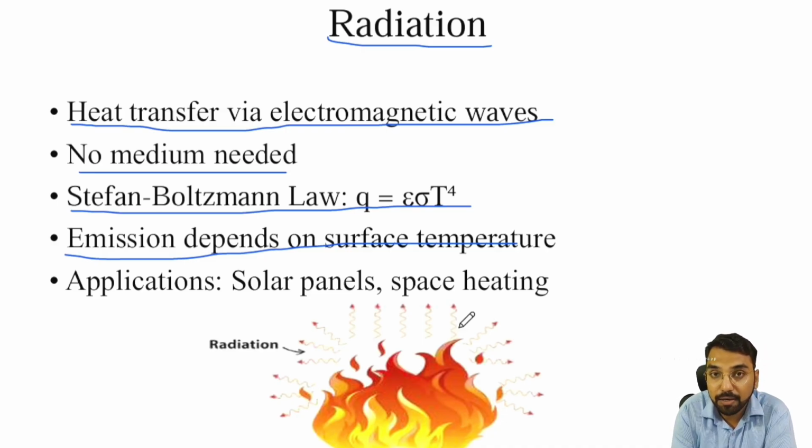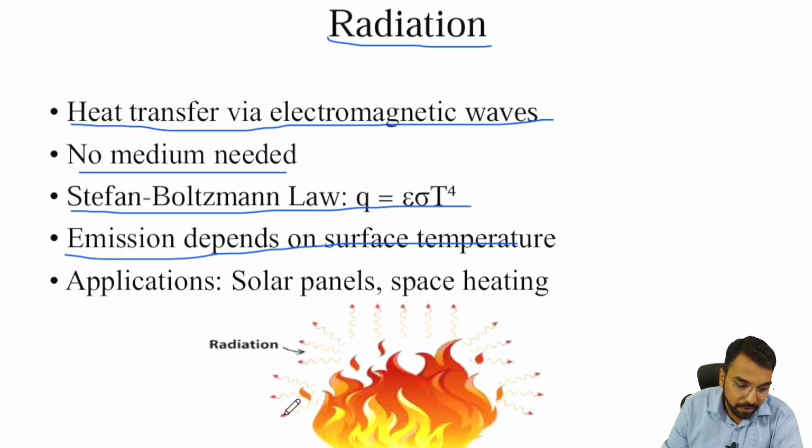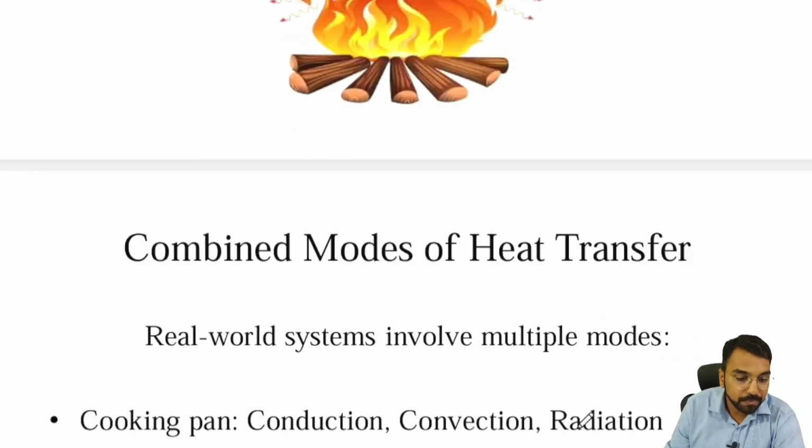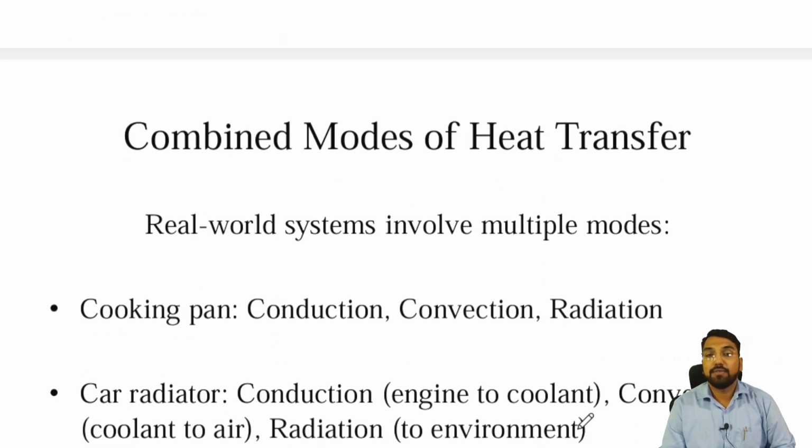Space heating is a phenomenon used in space for heating some parts of, let's say, machines, whenever heating is required. The heating is done by electromagnetic waves in space. Why? Because we don't have any medium over there. You can also see a campfire here, which propagates electromagnetic waves, due to which if you sit beside this campfire, you will experience heat in the form of radiation heat transfer.